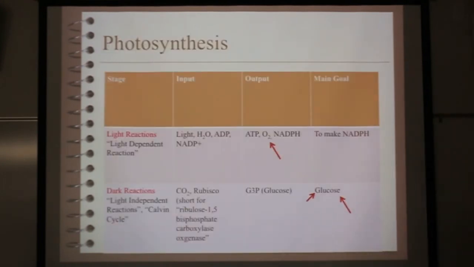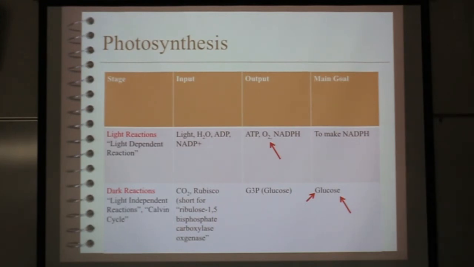And again, here's what you want to focus on at the end. You want to make sure you know what the main stages are, light reactions and dark reactions, what goes in and what comes out, and what's the main goal? What do you hope to accomplish through each of these? And the main goal of photosynthesis at the end is to make glucose.